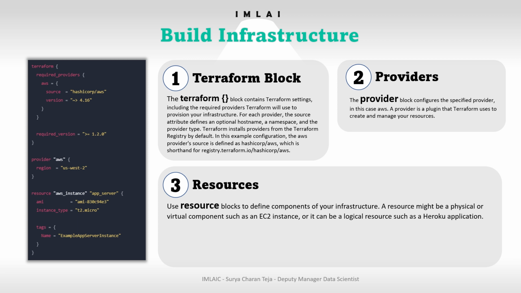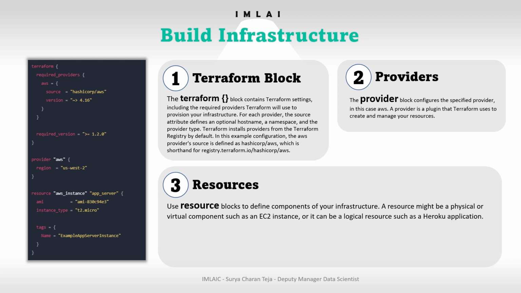In this example, the resource type is aws_instance and the name is app_server, and the prefix of the type maps to the name of the provider. In this example configuration, Terraform manages the aws_instance resource with the AWS provider. Together, the resource type and resource name form a unique ID for the resource. For example, the ID for your EC2 instance is aws_instance.app_server.